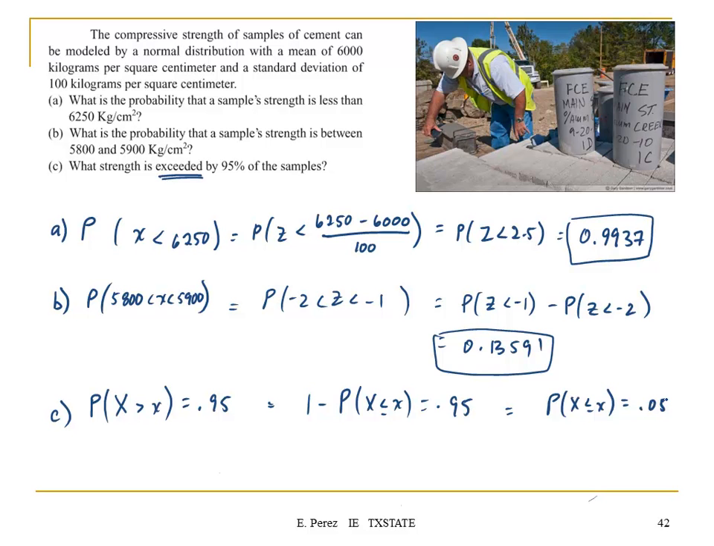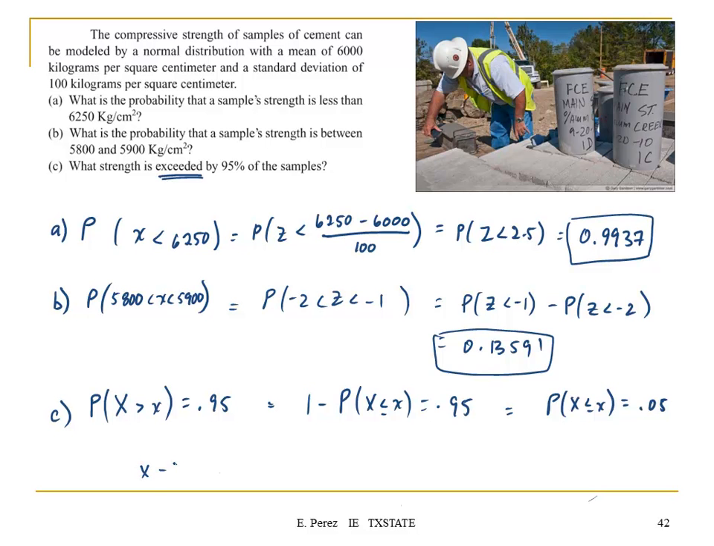Is that probability in part B, 0.1359, is that like competitive, like it happens a lot, that probability, that number? This is coming from the table. Yeah, okay. Any other questions?